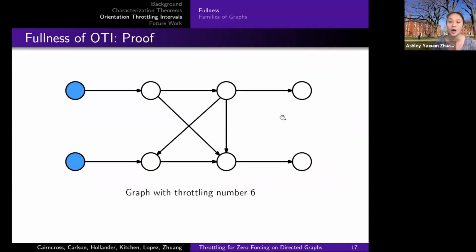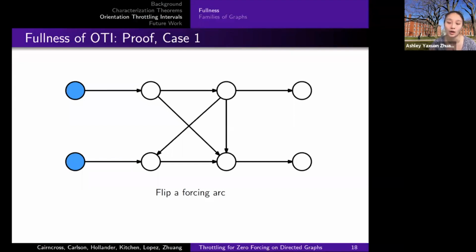So we start with any simple digraph and a set of vertices that achieves the throttling number. So this one is just for illustrative purposes. This graph happens to have a throttling number of 6, which can be achieved by coloring these left 2 vertices and propagating it in 4 time steps. And we see that conveniently we've drawn this so that the forcing arcs, the arcs that forcing happens along, are the horizontal arcs.